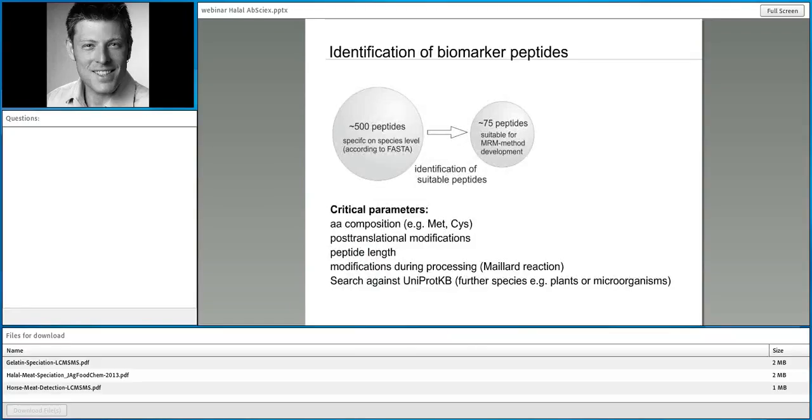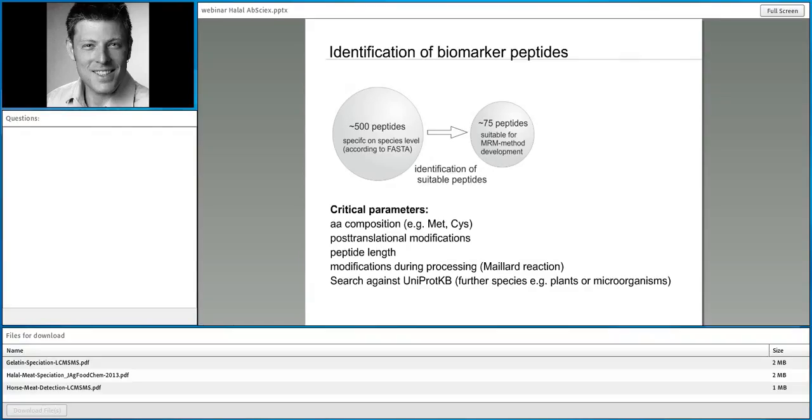So we then used these 500 peptides to start and develop our MRM method, and we had several critical parameters for which we checked all the 500 peptides. It was first the amino acid composition, so we excluded peptides that contain methionine or cysteine due to the risk that these amino acid side chains are oxidized, then you have a mass shift and you will end up in false negative results. We try to avoid post-translational modifications, and we had a look at peptide length.